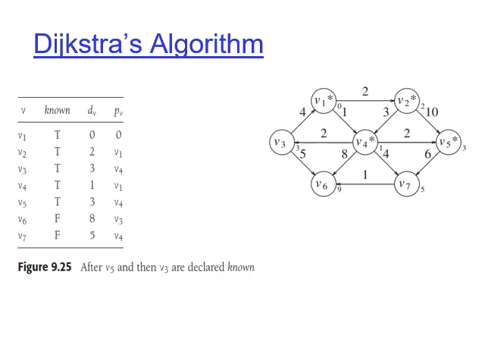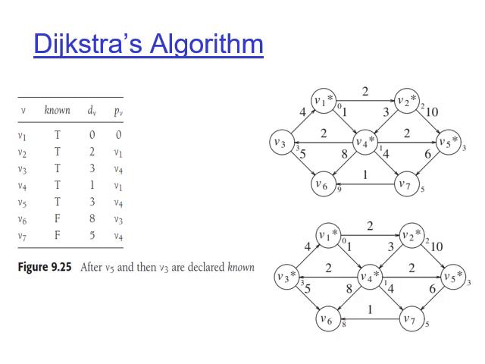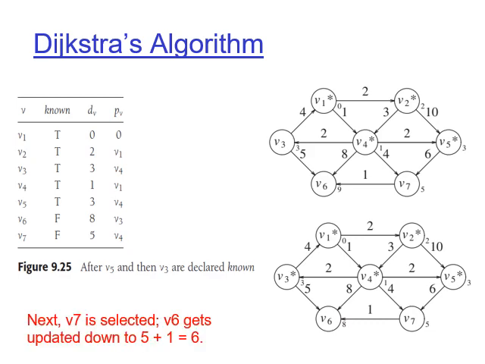So this is the graph, the corresponding graph. Our V5 and V3 have been declared known, right? This is the graph. These are the two graphs after V5 and V3 have been selected. Next, V7 is selected.